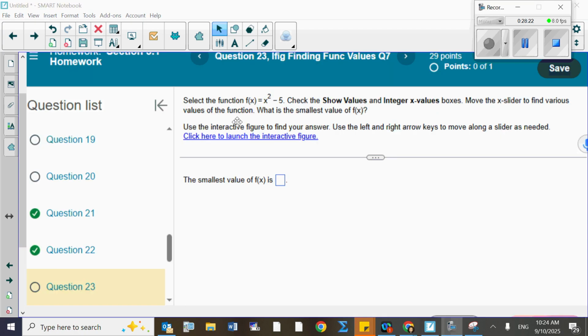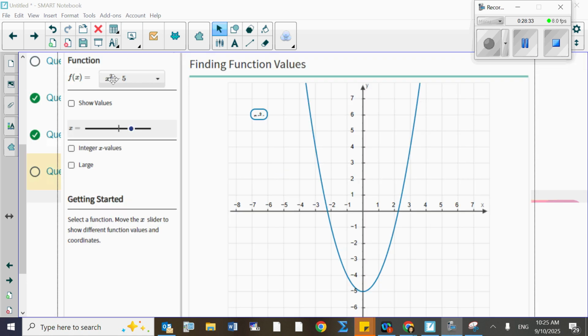Question 23, we're using this function and using the interactive figure to find the smallest value of the function. Once you have your function chosen here, x squared minus 5, just look at the function. The smallest value is the lowest point of the function, which is here at negative 5. X is 0, but it's asking for the smallest value of f of x, so it's going to be negative 5. You write the y value of that.